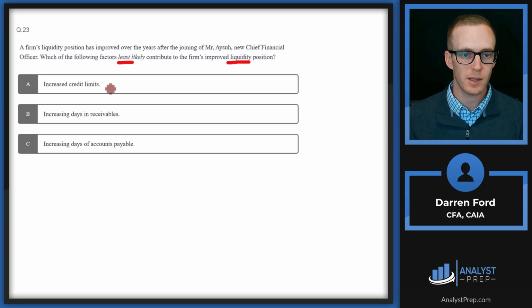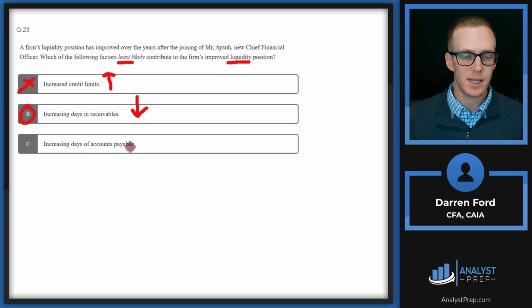So A, increased credit limits. This will improve our liquidity since we'll have larger amounts of cash available that we can tap from our credit line. B, increasing days in receivables. Increasing receivables means that we're receiving cash from our customers slower. And if we're receiving cash slower, this is going to make our liquidity position less attractive. So this would likely not improve the liquidity position. So I'm leaning towards B as our answer now.